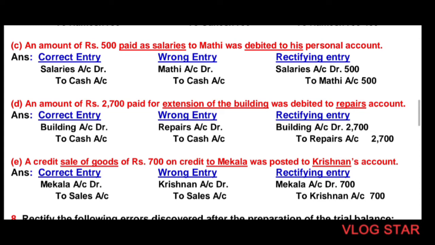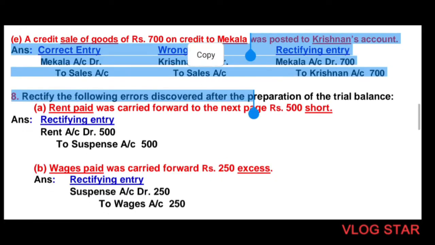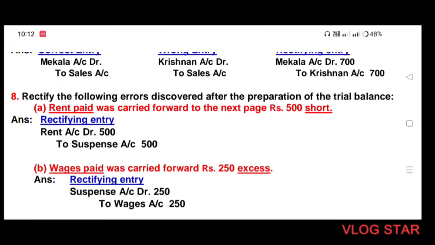So what I said, first we have to write the correct entry on the correct side. Salary is a debit balance. So in the rectify entry, we have to write salary account debit. And Maluti, which is written in the wrong entry on the debit side, now we have to write on the credit side. To Maluti account, rupees 500. Understand? Now we have to move to the next question.